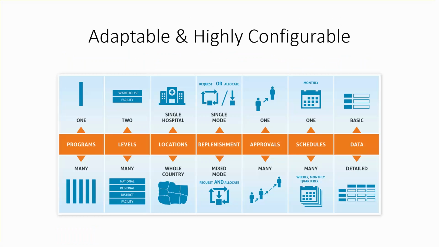OpenLMIS is designed to be highly configurable to suit your operations. You can set up one or multiple programs, you can have two or multiple levels or tiers in your supply chain, you can support a single facility or an entire country, you can support multiple replenishment processes, one or multiple approval steps in your replenishment cycles. Each of these can operate on different schedules, and you have control over whether it's very basic or detailed data that is collected as part of each replenishment cycle. Let's take a more detailed look at each of these.